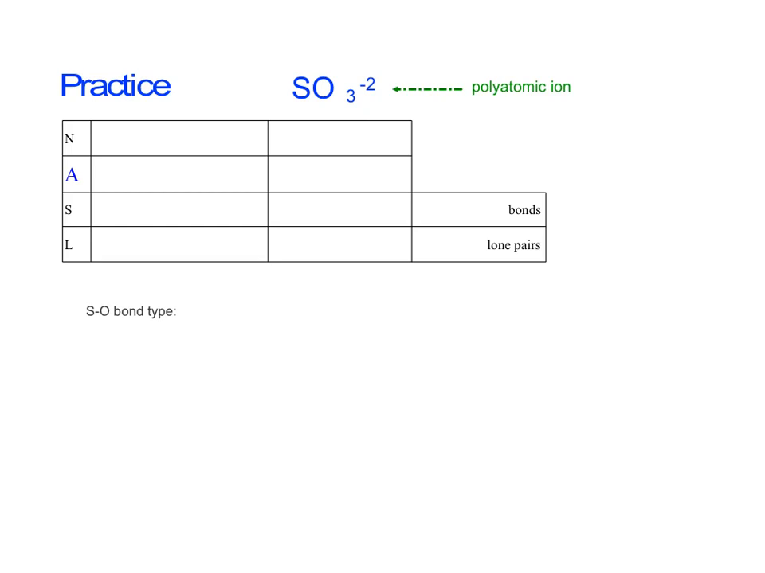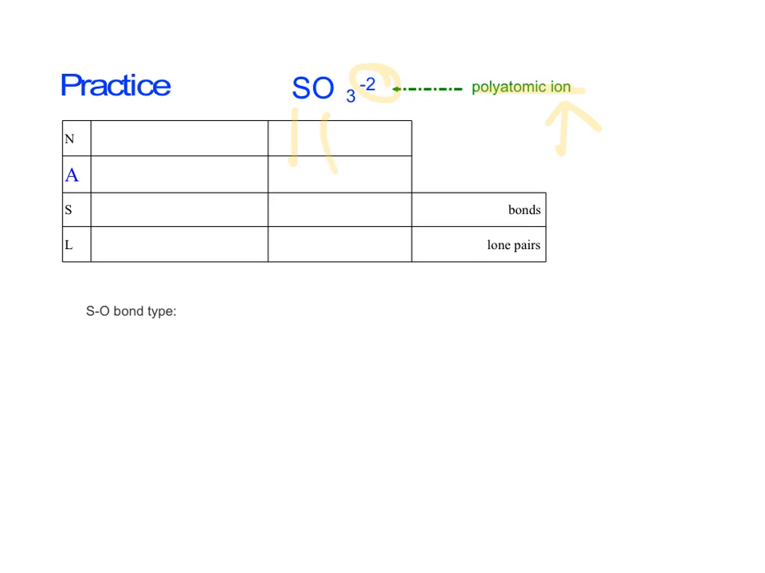So our last example looks a little bit different. This one has a charge hanging out up here, and that's because it's a polyatomic ion. The term ion means a charged particle, and polyatomic means multiple atoms, because it contains a sulfur and three oxygen. So let's talk about polyatomic ions.